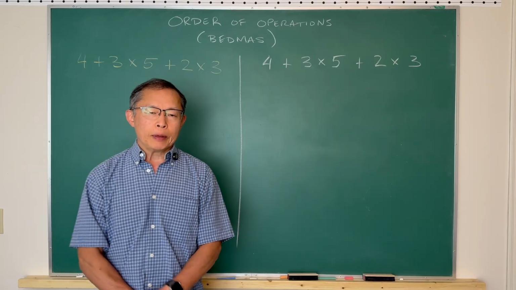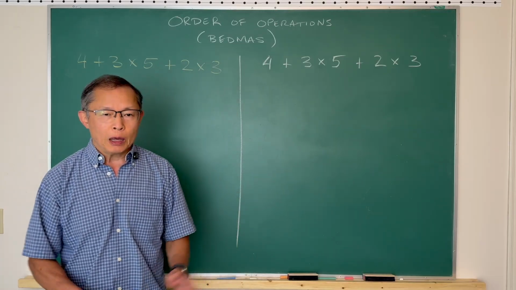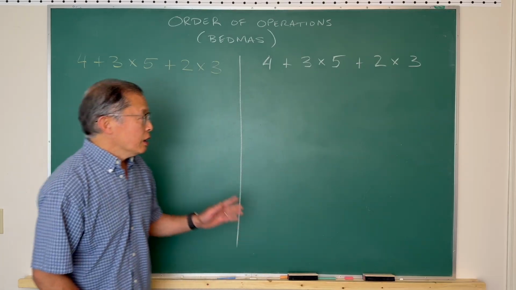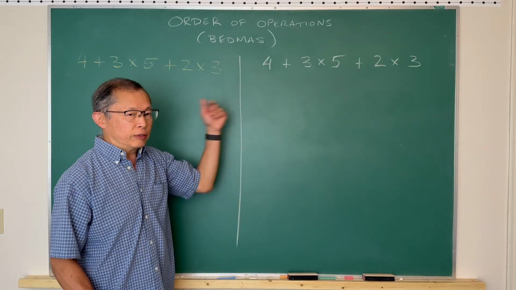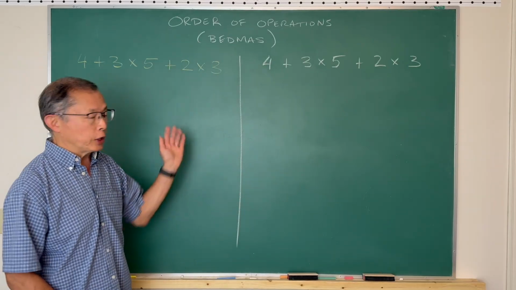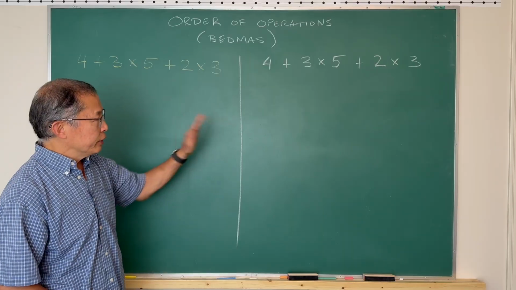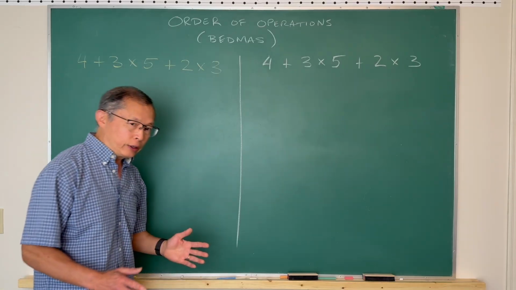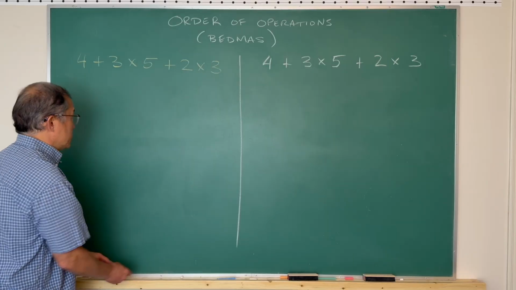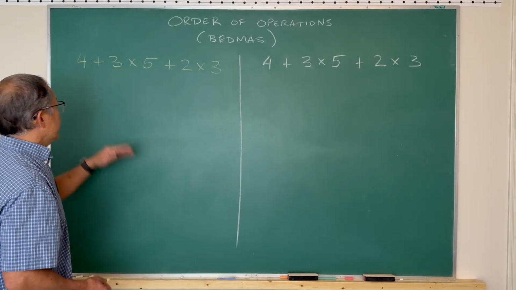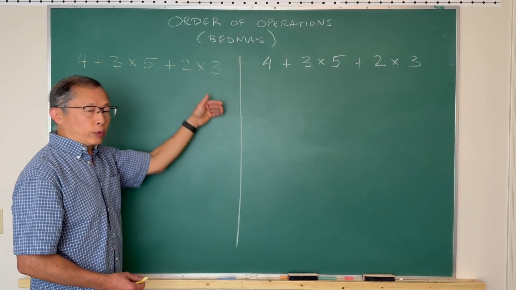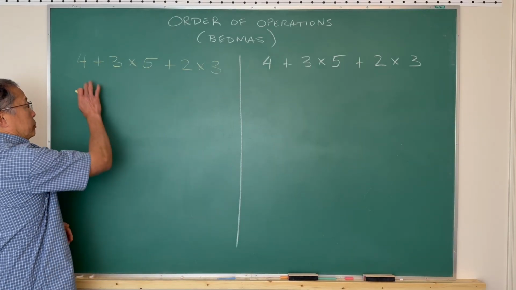Let's take a look at BEDMAS today, or order of operations, PEMDAS. There's many different names for it, but basically the sequence of steps that you take to solve expressions such as these. I have the expression written up twice, and let's see what happens if we do it two different ways. In the yellow here, if we just did the expression from left to right, let's see what result we get.